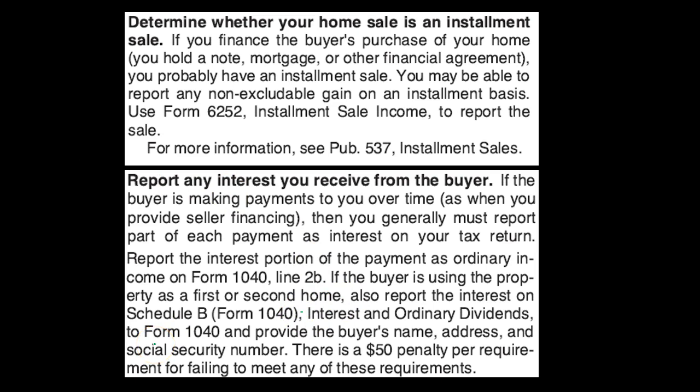On Schedule B if necessary, and on the front page of the 1040. Back to the text: interest and ordinary dividends to Form 1040 and provide the buyer's name, address, and social security number. There's a $50 penalty per requirement for failing to meet any of these requirements. So if you don't meet the reporting requirements, you could have a penalty of $50.